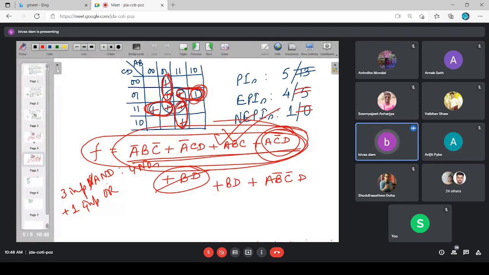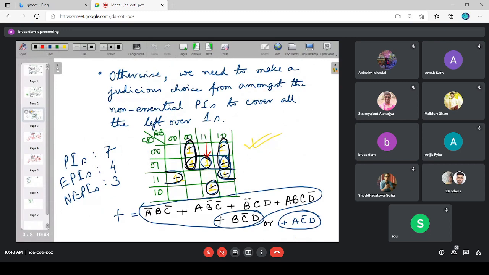Because of those non-essential PIs, I have given one example here itself. See, there are 2 possible answers. Here, either you go for this or you go for this, because both these 2 belong to 2 non-essential PIs.